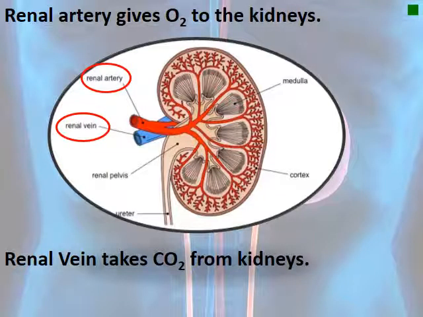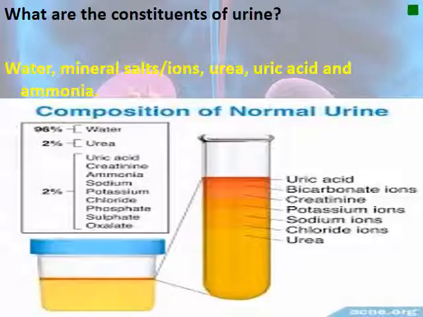What is the function of each of the following? Renal artery and renal vein. Renal artery gives O2 to the kidneys. Renal vein takes CO2 from the kidneys. So renal artery, O2. Renal vein, CO2 from the kidney. Okay, so the renal artery gives O2 to the kidneys. The renal vein takes CO2 from the kidney.